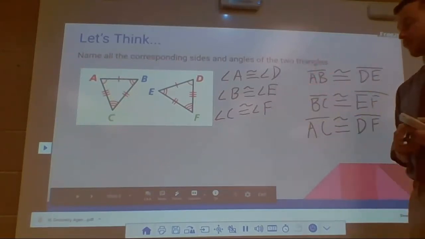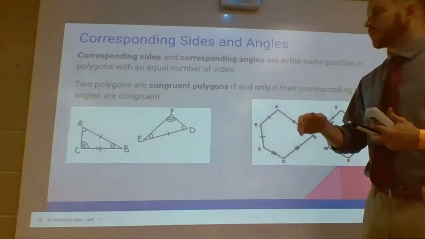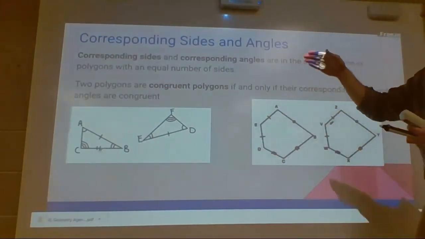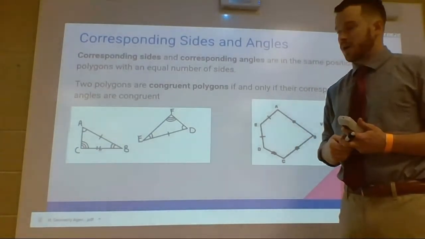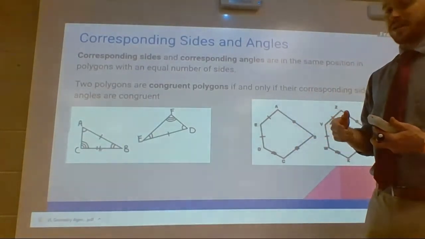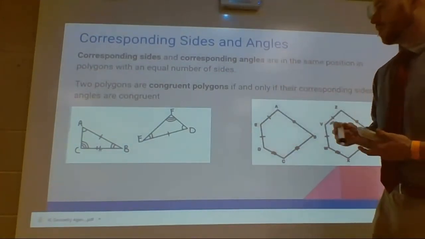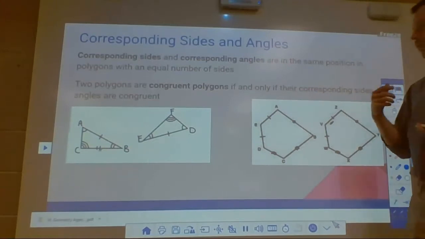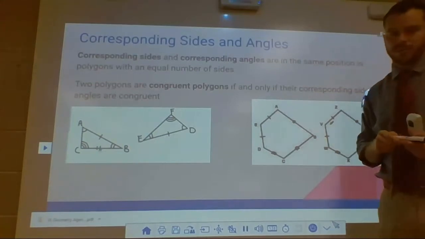What we did was we wrote our first congruent statements. So make sure you get this in your notes. Corresponding sides and corresponding angles are in the same position in polygons with an equal number of sides. So we just looked at congruent triangles in the last slide, and we wrote down all the corresponding sides and corresponding angles. Two polygons are congruent polygons if and only if their corresponding sides and angles are congruent.